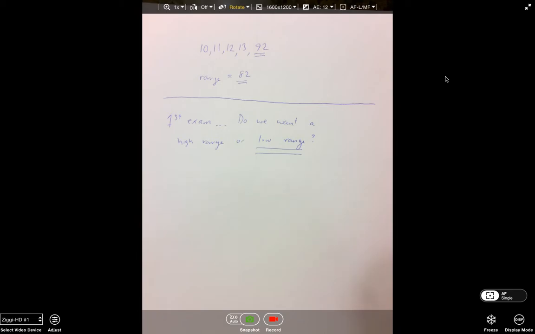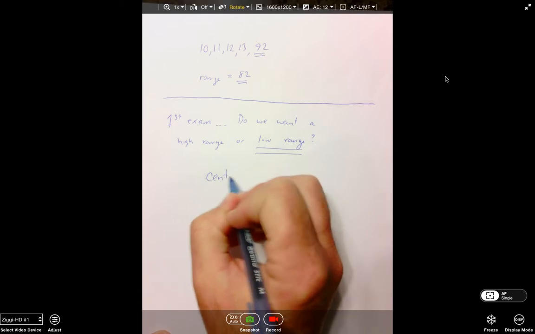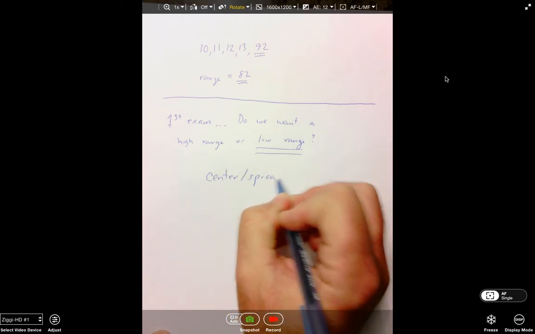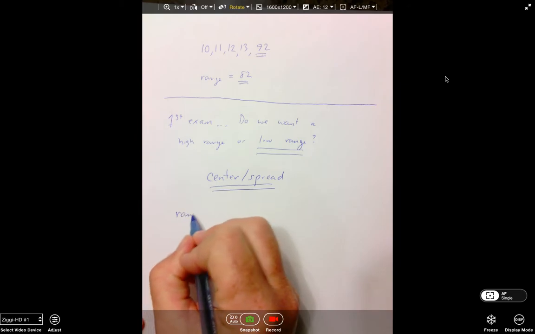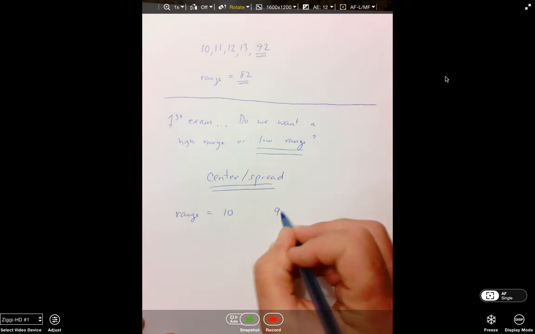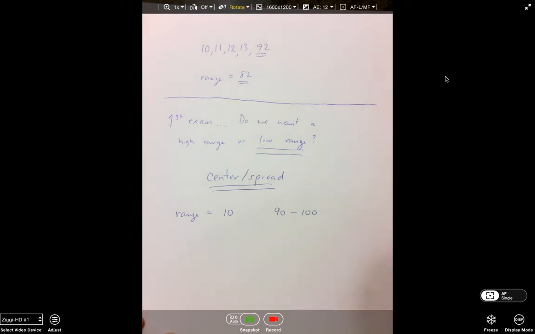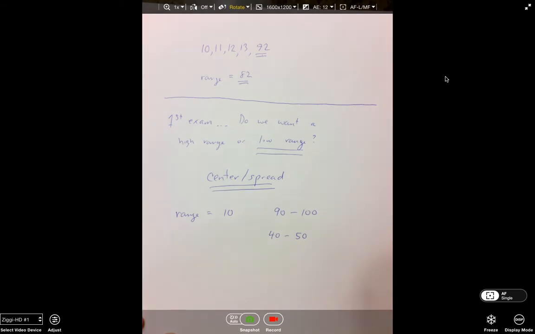it depends. And this is a classic example of where, from here on out, center and spread are not separable. For example, let's say our range is equal to 10. Are we going to be happy with that? Well, I am, if our scores range from 90 to 100. I'm going to be very happy. But if our scores range from 40 to 50, I'm not going to be happy. So this is smiley face. This would be frowny face, right?